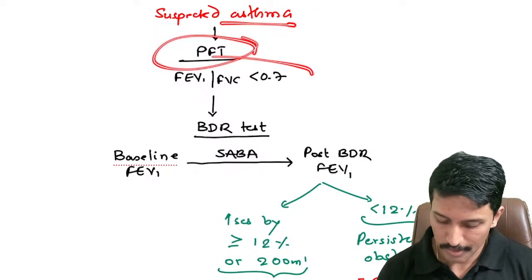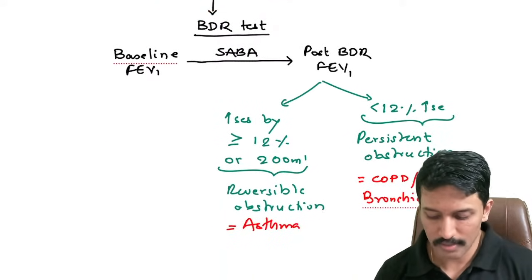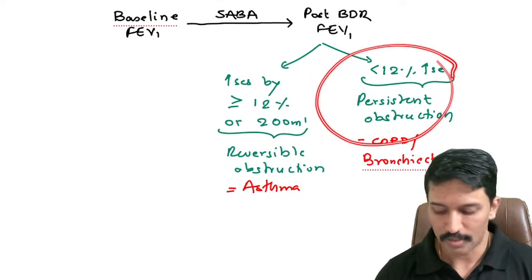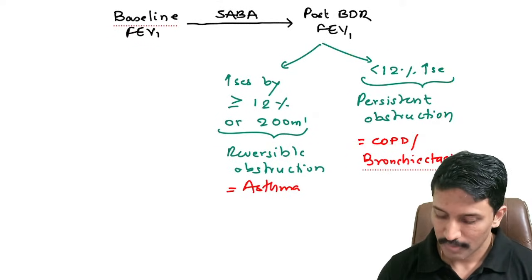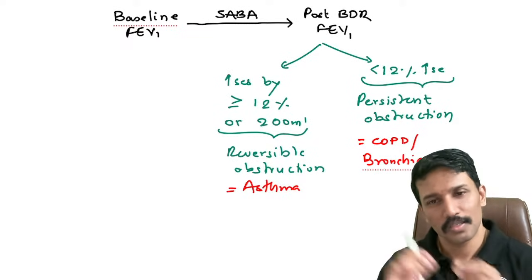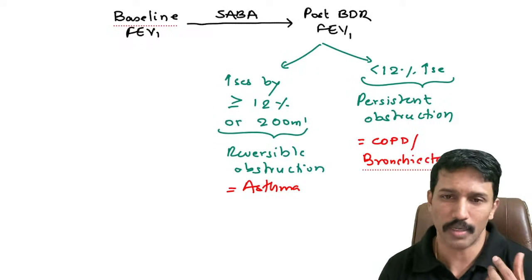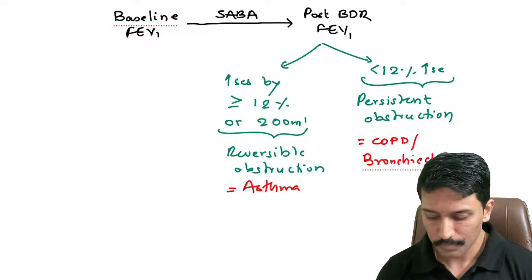You do PFT, ratio is less than 0.7. You do the bronchodilator reversibility test. And if you get less than 12% increase, then it is persistent obstruction. Then it is suggestive of COPD, right? Stick it in COPD as well. This makes your answer sheet beautiful, and you may get half to 1 mark extra from your examiner.